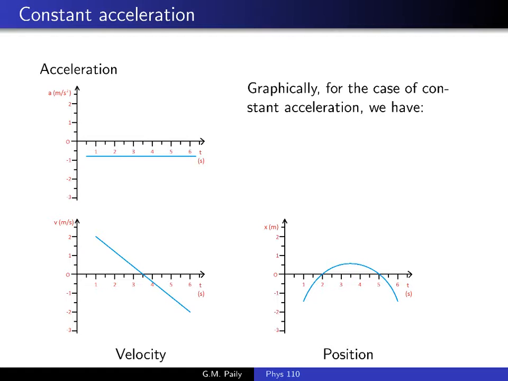Integrating once more, we get the position, which is now a quadratic function. Notice how, as we integrated, we went from a constant to a linear function to a quadratic function, a parabola in this case. And for the case of negative acceleration, the parabola is like this. For positive acceleration, it would be like this.